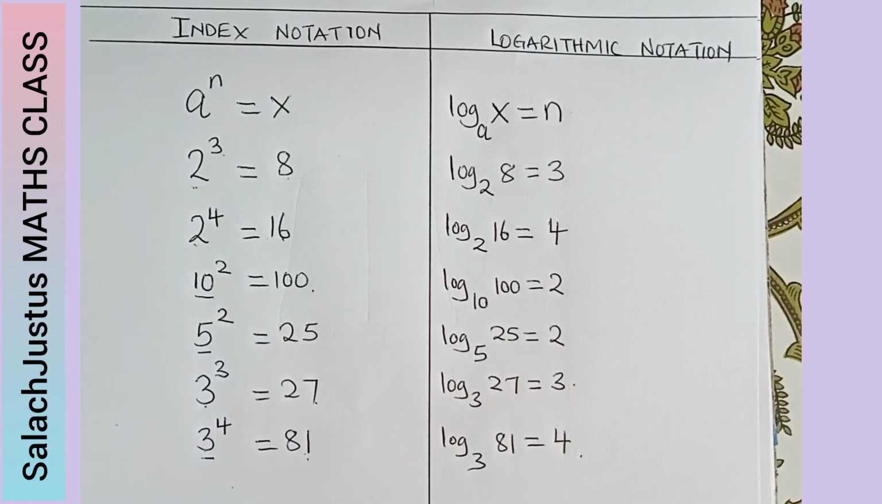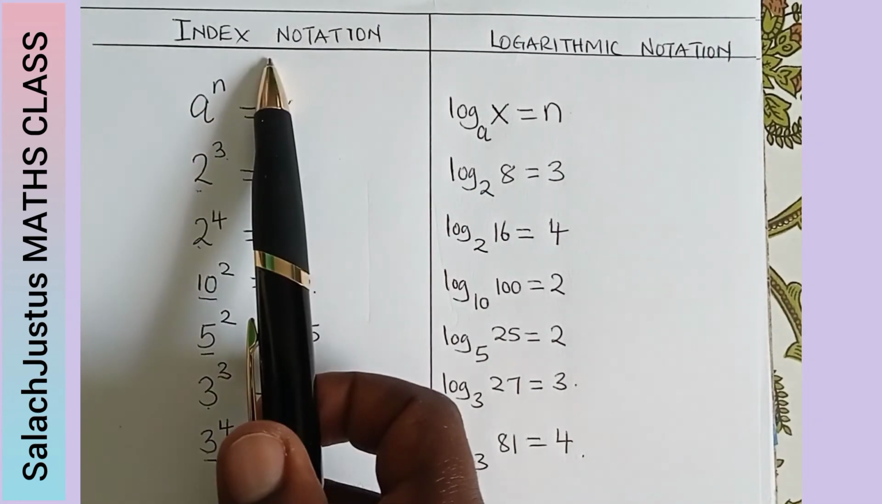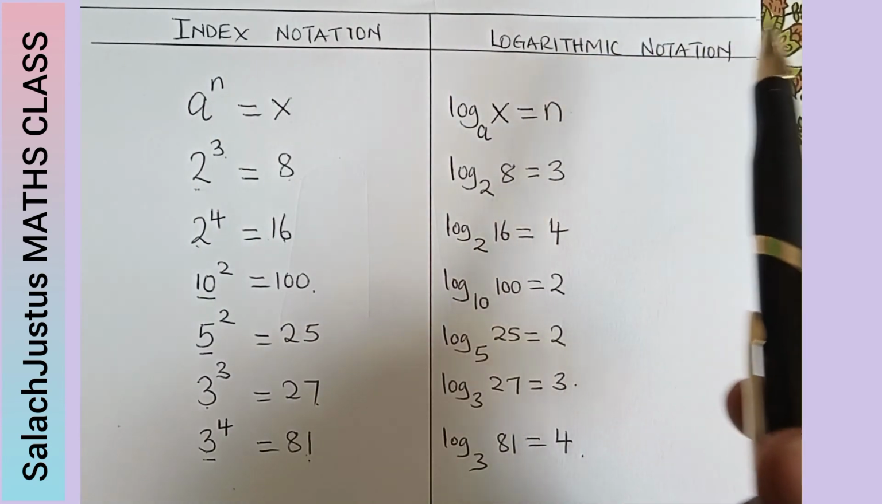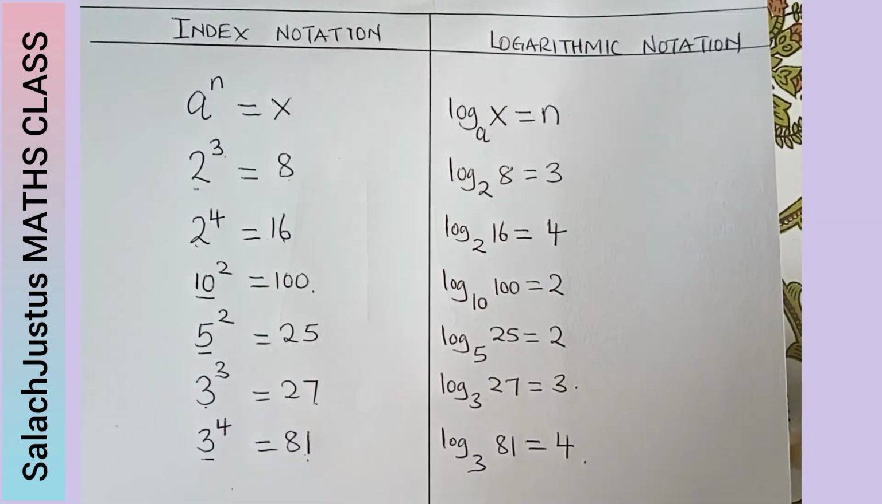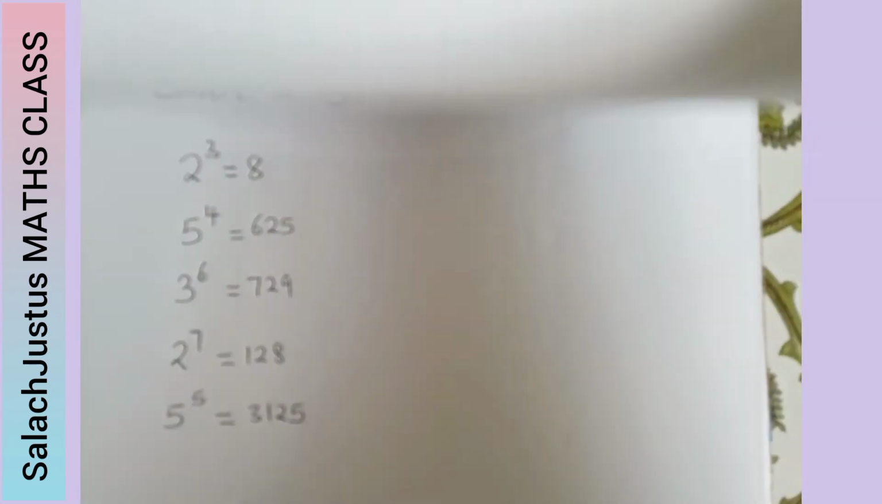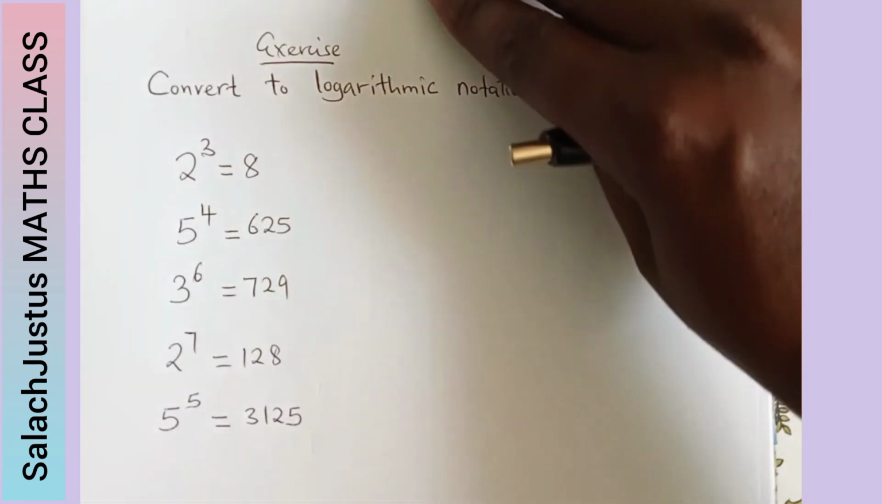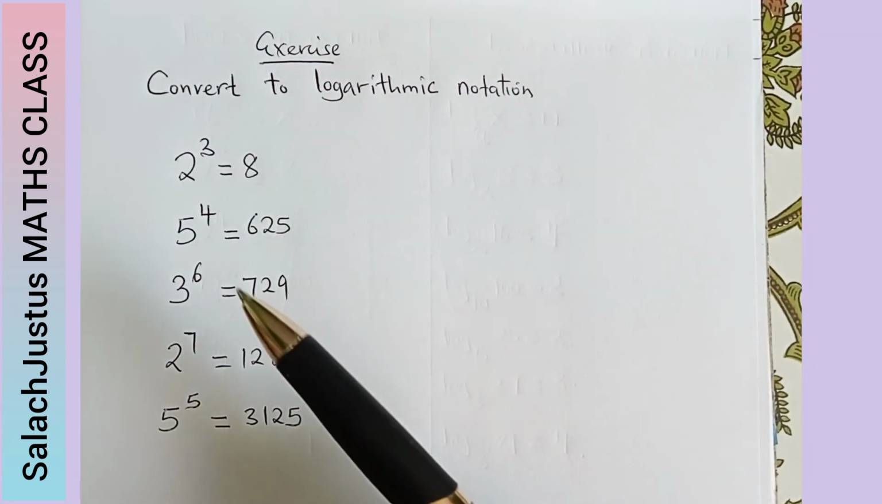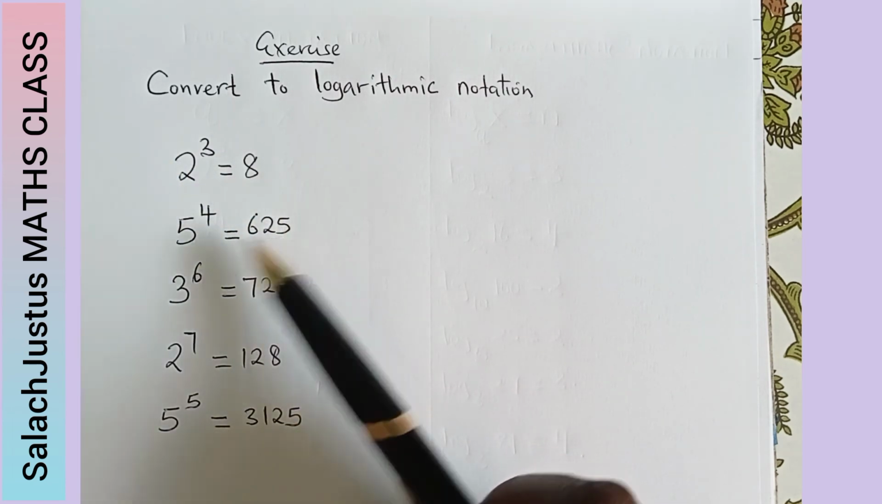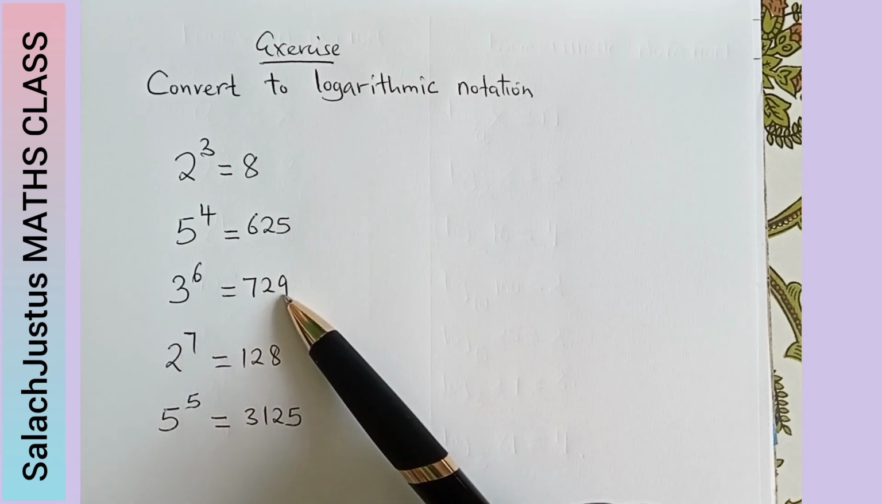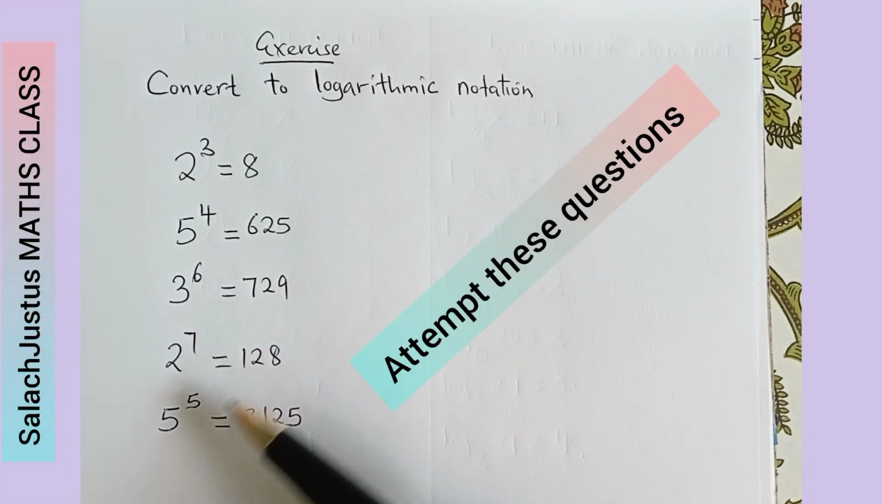So that is how we convert numbers in index form or index notation to logarithmic notation. I would like you to attempt the following questions. Convert into logarithmic notation the numbers here. We have 2 raised to power 3 is 8, 5 raised to power 4 is 625, 3 raised to power 6 is 729, 2 to power 7 is 128, 5 to power 5 is 3125. So convert this to logarithmic notation.